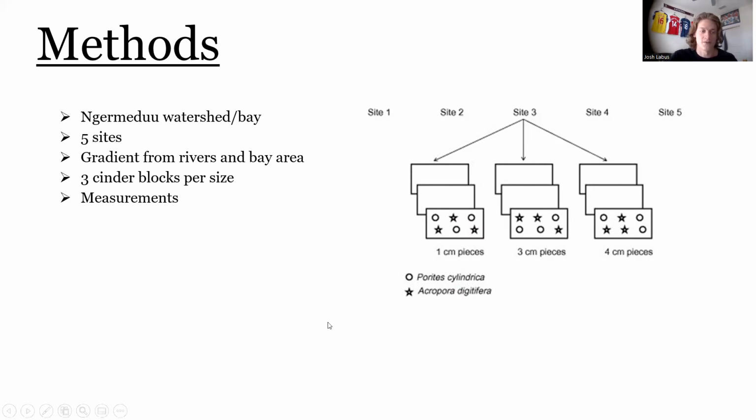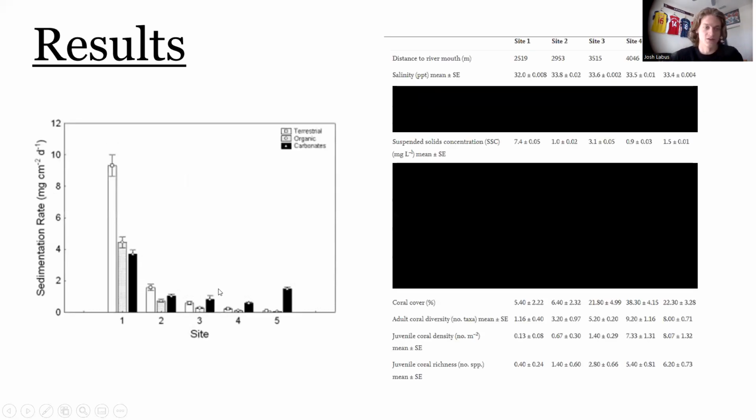And then after about 3 months, they came back and looked and measured at each of these things. So we're going to go over the results now of this study, which are the most important to understanding this question that I'm going over. And so the graph on the left-hand side is going to show you the sedimentation rate, which is a big part of this study.